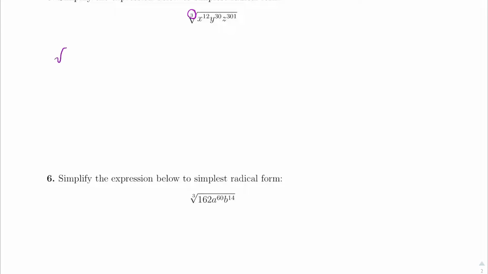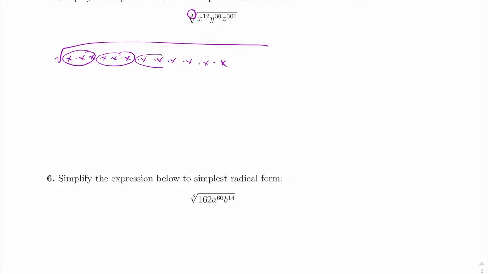So for the first one, let's do this kind of a long way. So x to the 12th. There's a bunch of x's here. And maybe as you're writing these out, you start to see that there's 1, 2, 3, 4 groups of 3. So you've got a whole bunch of x cubes.